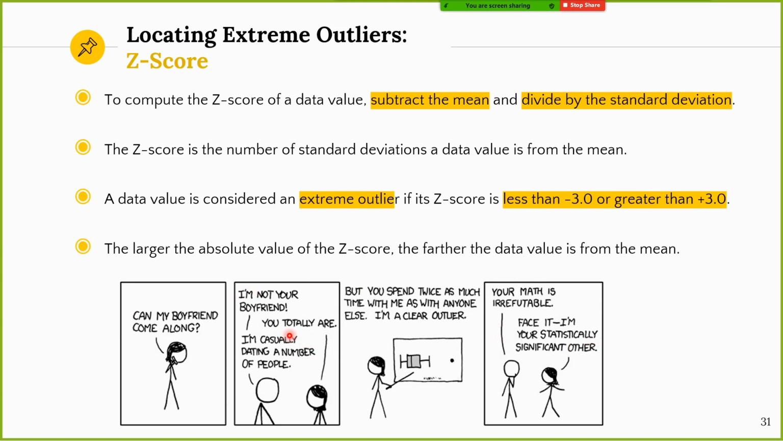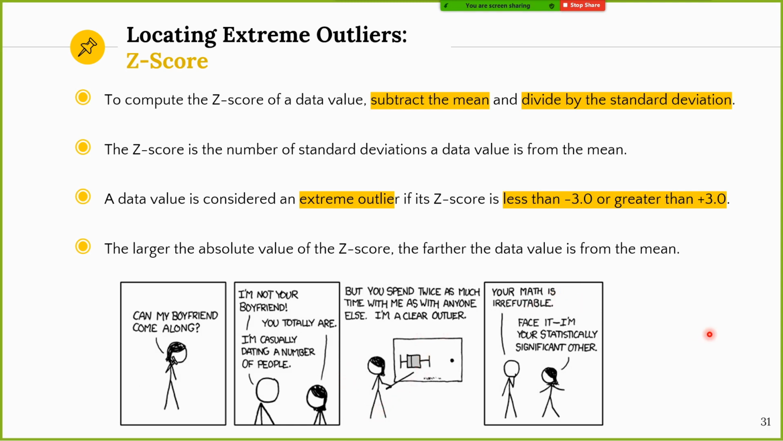As you can see, this is a comic. There is a girl. She said, can my boyfriend come along? His boyfriend, but the male said, I'm not your boyfriend, because he is actually dating a number of people. But she kept insisting that he is her boyfriend, because she has the data. She said he spent twice as much time with me as with anyone else, so she is actually an outlier.